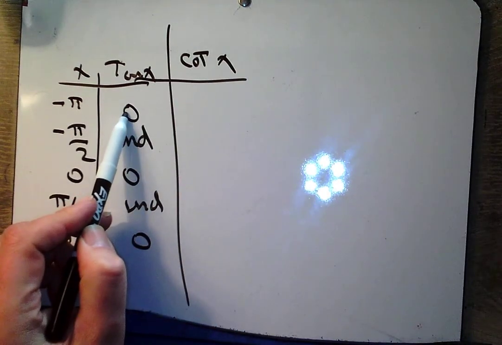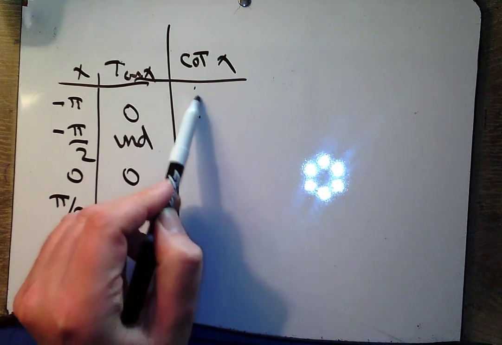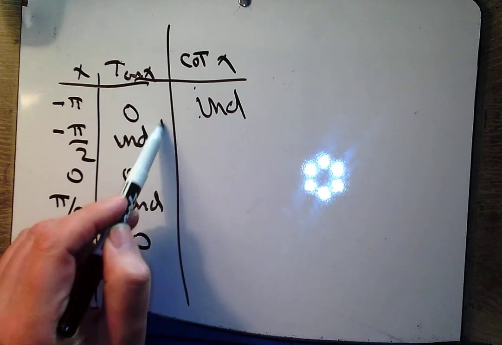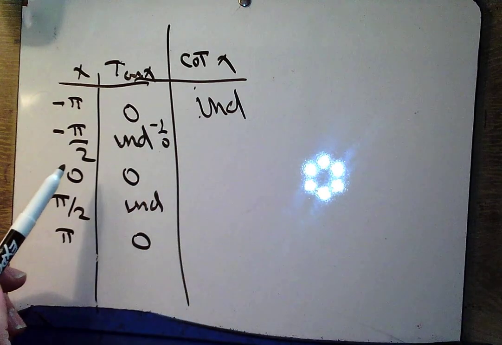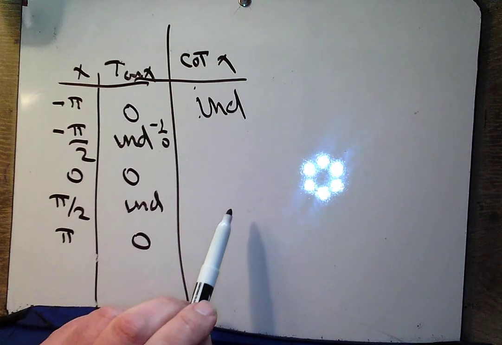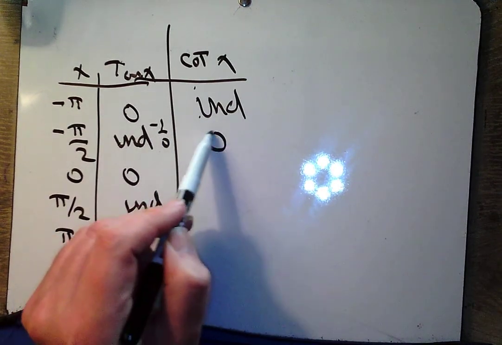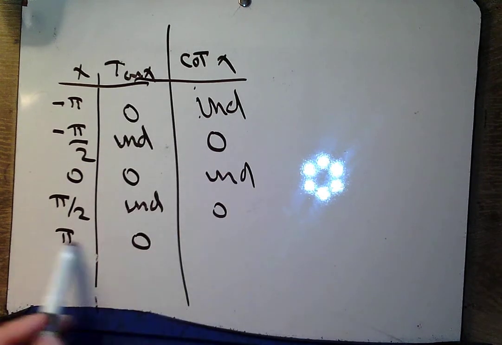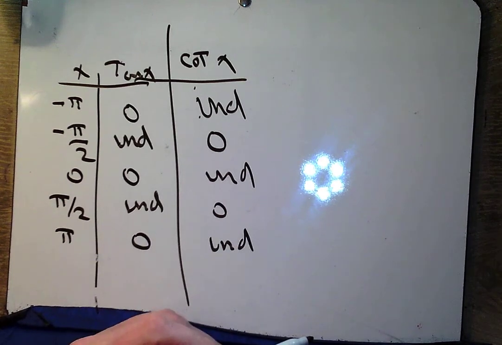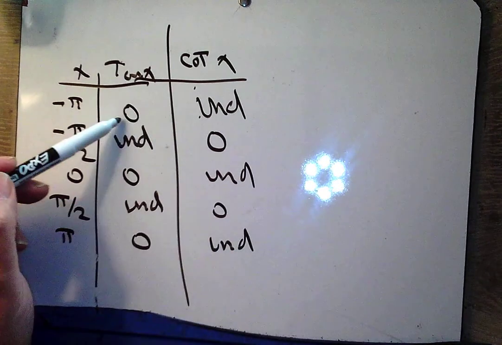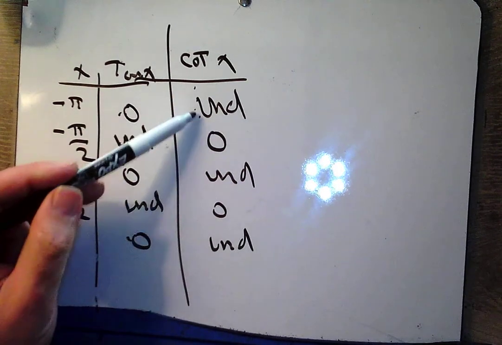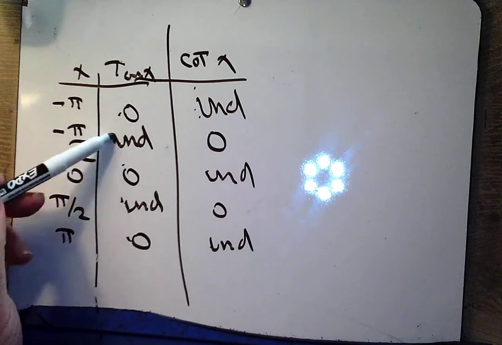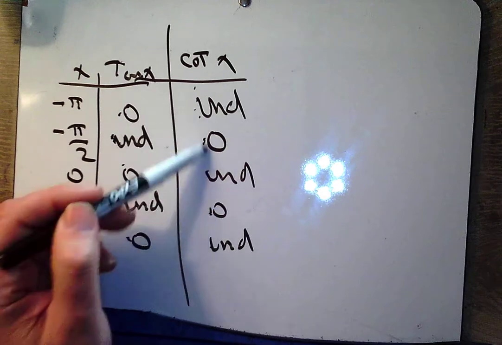So when tangent is 0, 1 over 0 is undefined. And if tangent is equal to 1 over 0, actually I think that was negative 1 over 0, and I flip that upside down, I'm going to get 0 over negative 1, which is 0. And here I'm going to get undefined, and here I'm going to get 0, and here I'm going to get undefined. That means wherever tangent is equal to 0, cotangent has a vertical asymptote. And where tangent has zeros, where tangent has vertical asymptotes, cotangent has zeros.